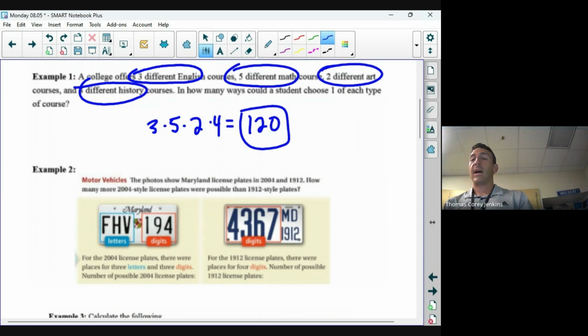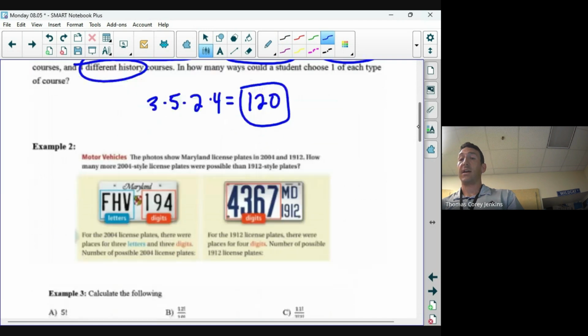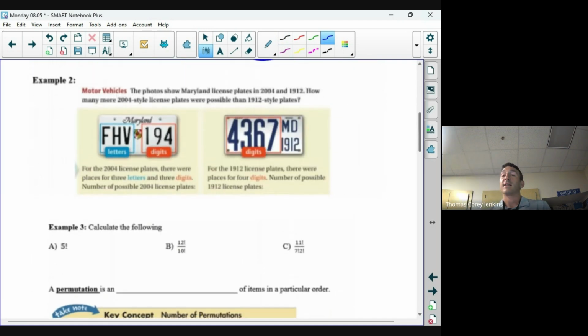All right, a little bit more involved question here in example 2. It says the photos show Maryland license plates from 04 and 1912. How many more of the modern style license plates are there than the old ones? For the new ones, we do 3 digits and then 3 letters and then 3 digits. So 6 spots overall. And the old ones, we only had 4 spots that were all digits.